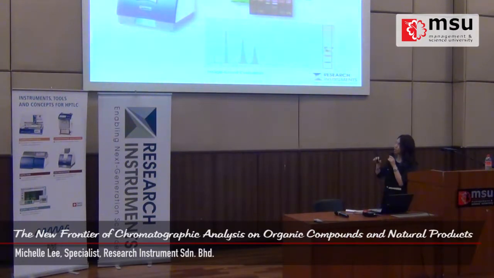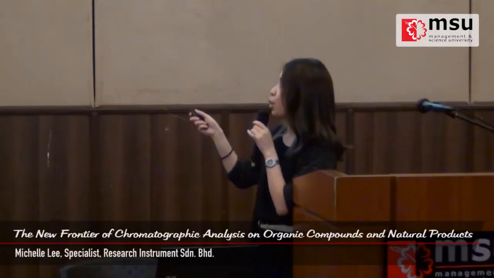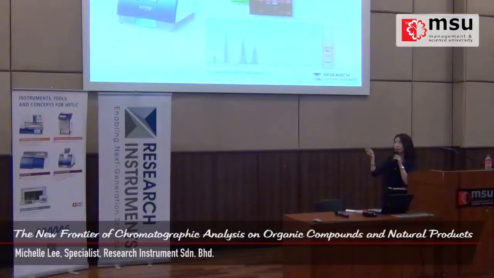And this is another system which we call the visualizer. This visualizer has 3 light sources: white light, 254 and 366. On top here, there's a camera for you to capture the image as well. I mean, it will auto capture. You don't need to use your phone to capture it, okay? So you actually get the image.